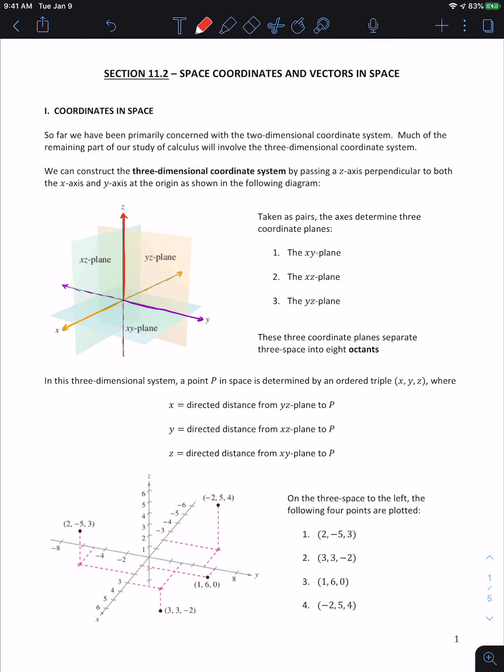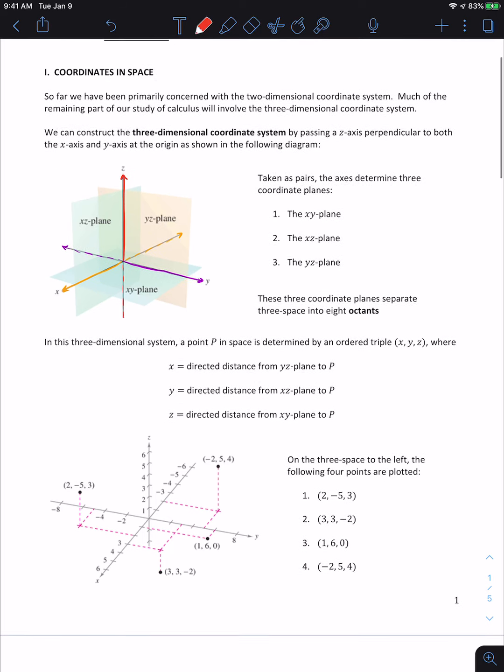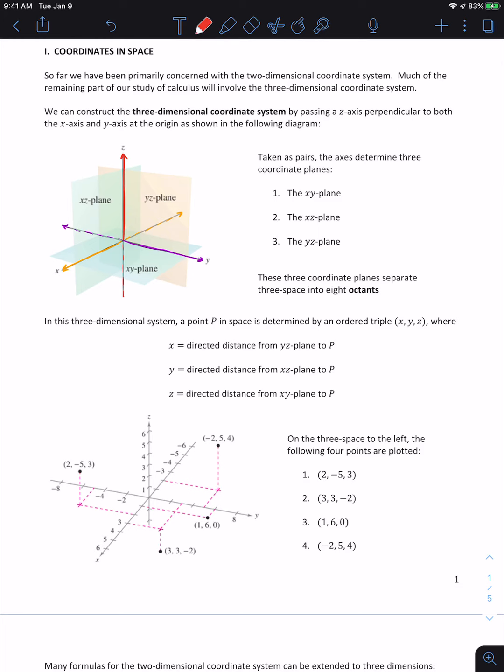In this three-dimensional system, a point P in space is determined by an ordered triple. Right, so it has an x coordinate, a y coordinate, and a z coordinate. X is the distance from the yz plane to P, y is the directed distance from the xz plane to P, and z is the directed distance from the xy plane to P. So let's look at a couple of examples here of plotting some points in the 3 space.